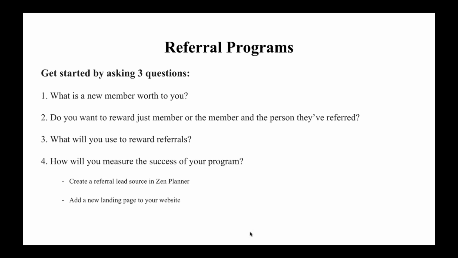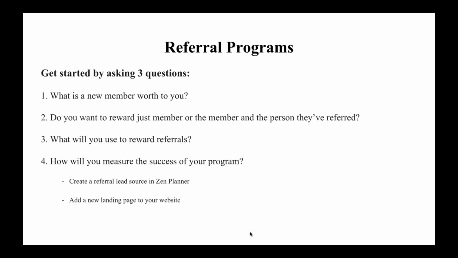So one way to do this is create a lead source within Zen Planner, and Austin can show you how to do that here in a few minutes. But basically, just having a lead source called Referral Program within the software and tagging brand new leads that have been referred will easily help you quantify exactly how many new members are tied to your referral program.